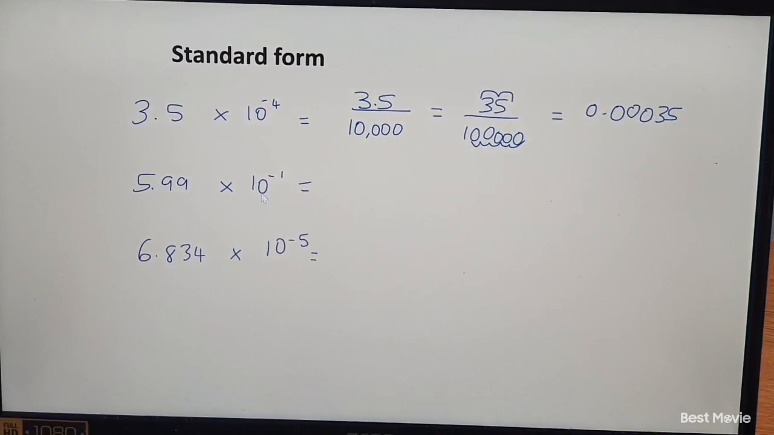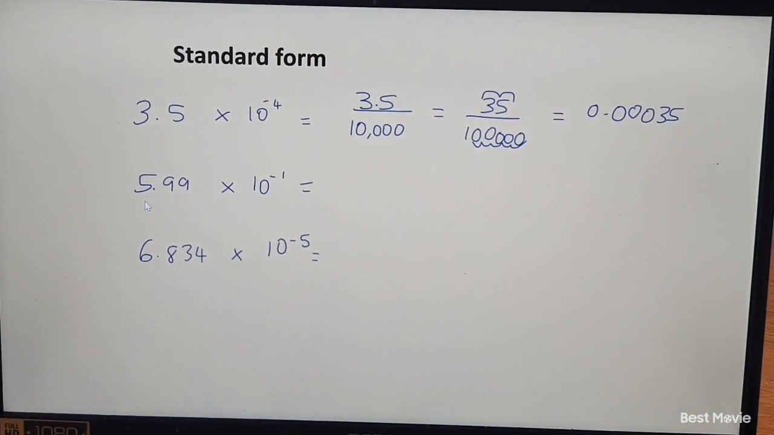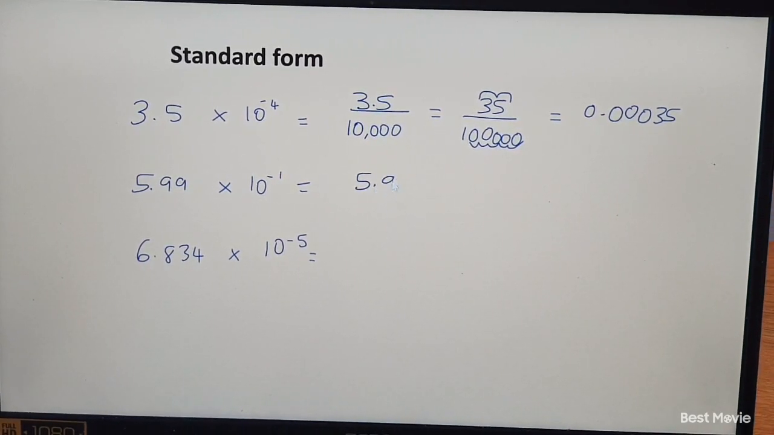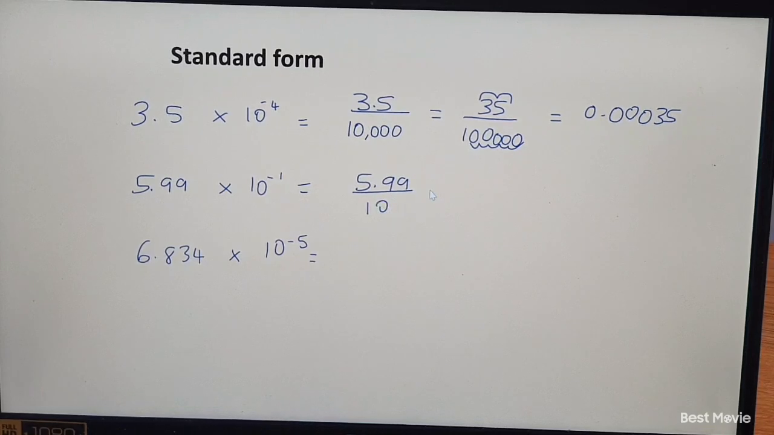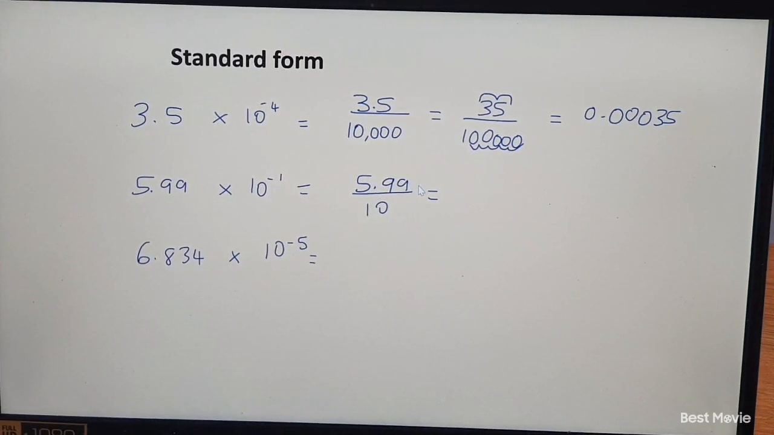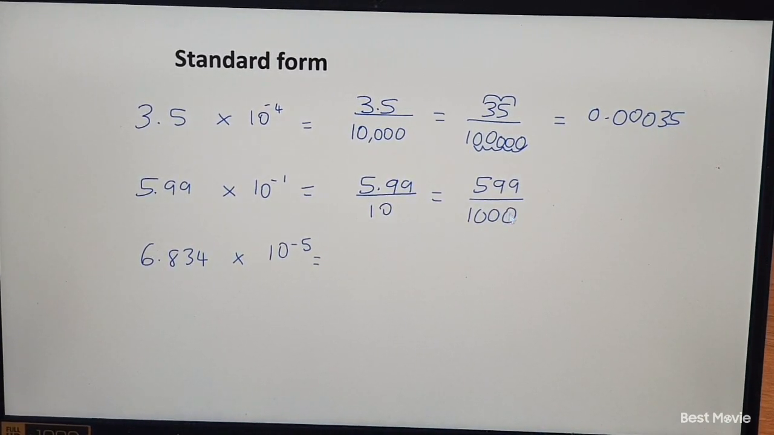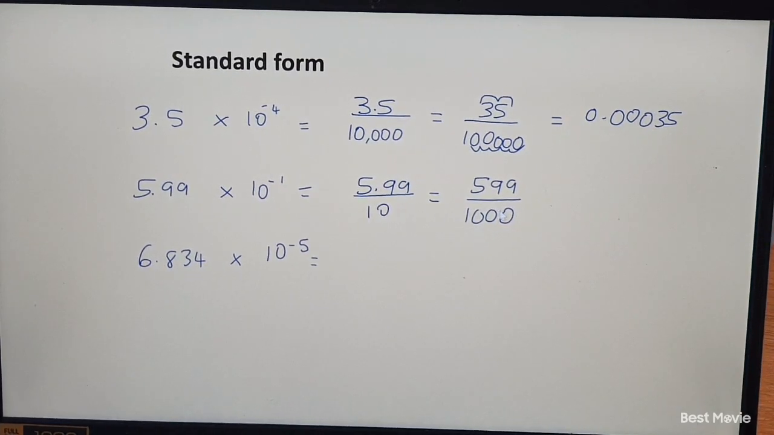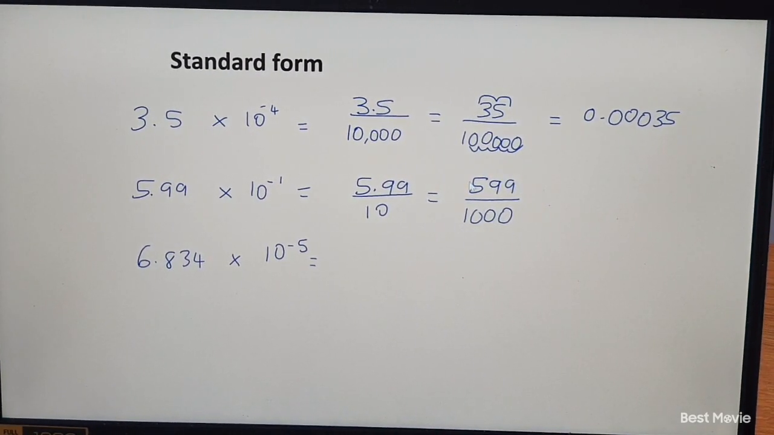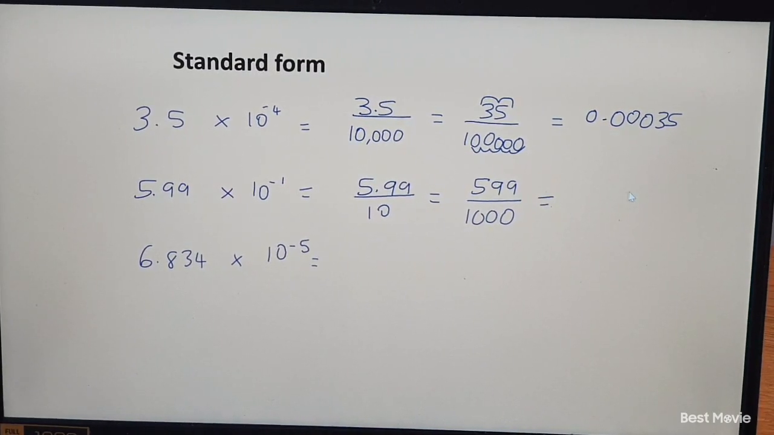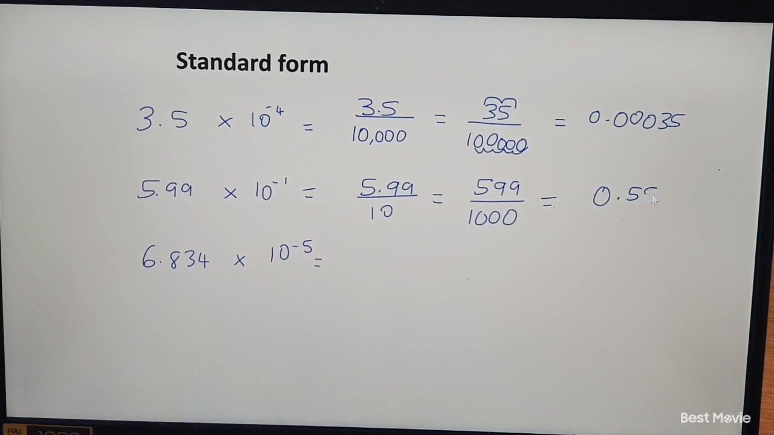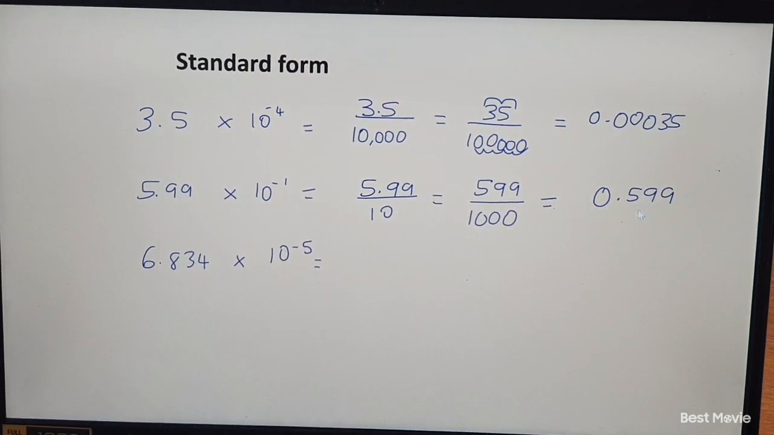Put your decimal point and your 0. Okay, second one, 10 to the power of minus 1 is 1 over 10. So this is 5.99 over 10. So to get rid of the decimal element, I'm multiplying by 100. So 599. Multiply 10 by 100 is 1000. So I need 3 hoops to get this to 1. So I need 3 hoops to get this to a decimal. So 0.599. So these are my 3 hoops.